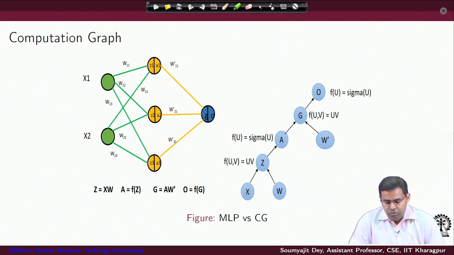As you can see on the right hand side we have an example computation graph where we have two nodes x and w which provide the input data, and this data flows following these edges to this node where I have computed the value z. This node is labeled f of u comma v is u v. So, essentially this node performs the following transformation, that is it takes the left and right operands and does a matrix multiplication, right.